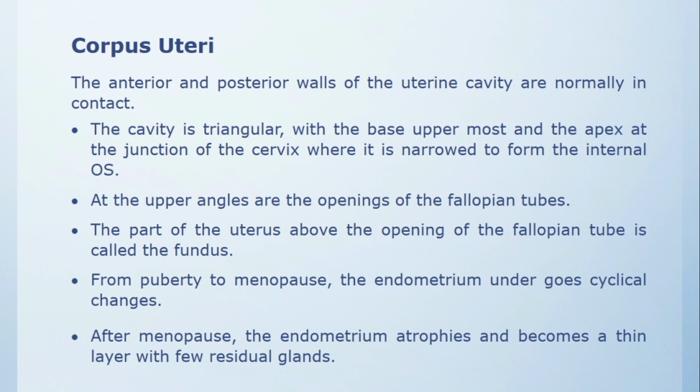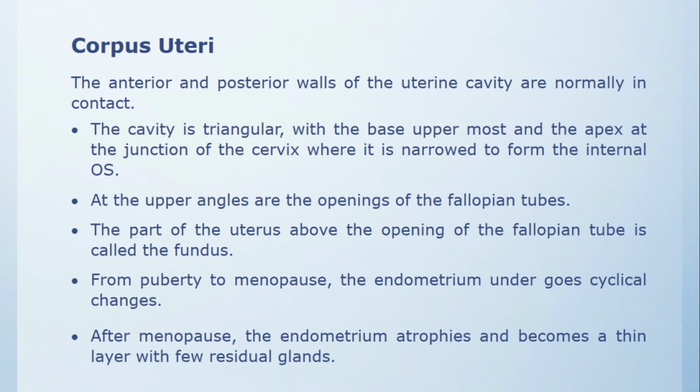The anterior and posterior walls of the uterine cavity are normally in contact. The cavity of the corpus uteri is triangular, with the base uppermost and the apex at the junction of the cervix, where it is narrowed to form the internal os.